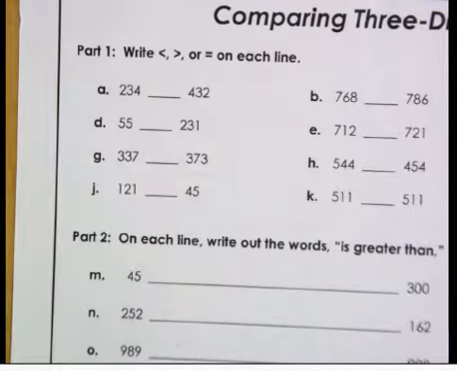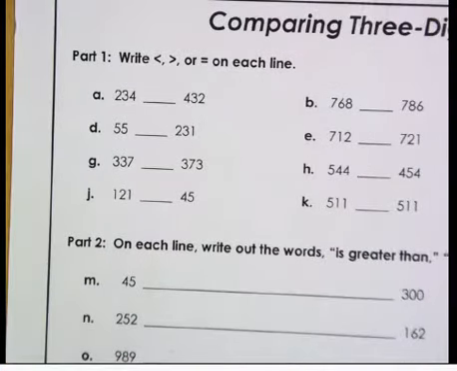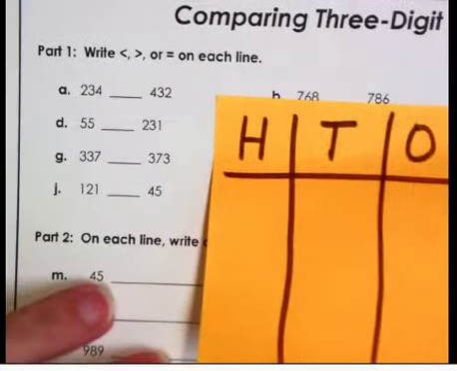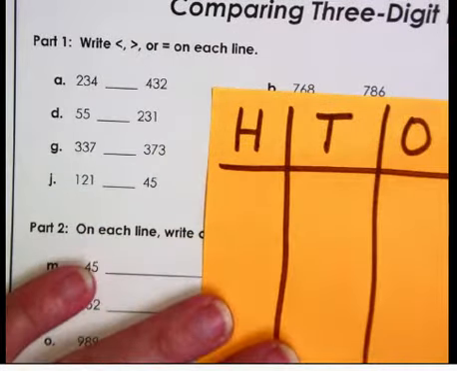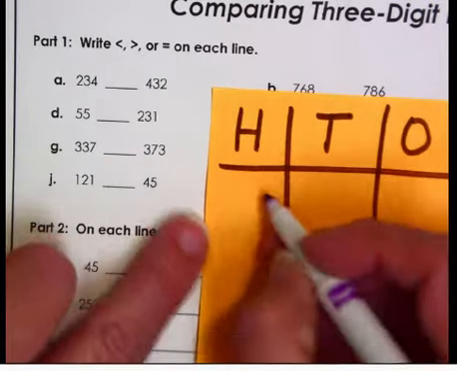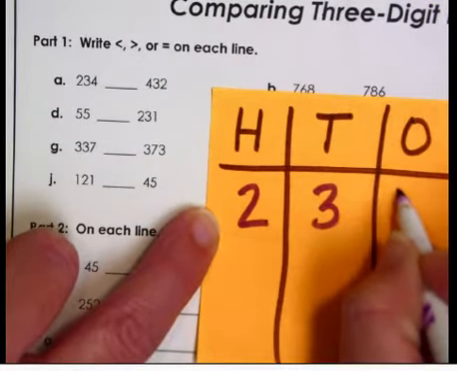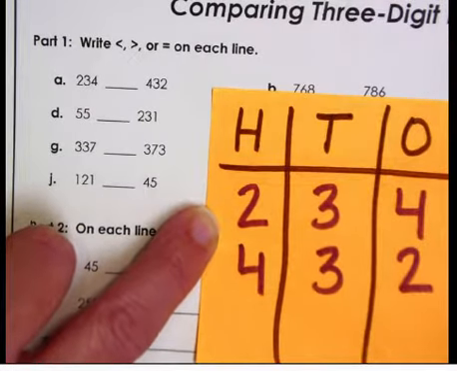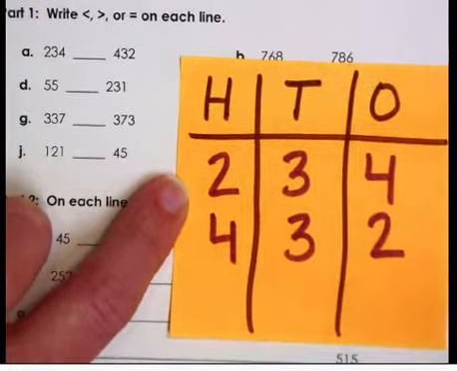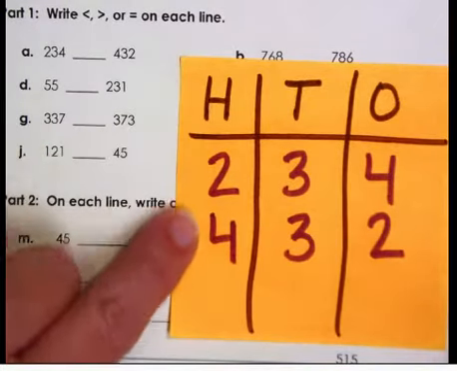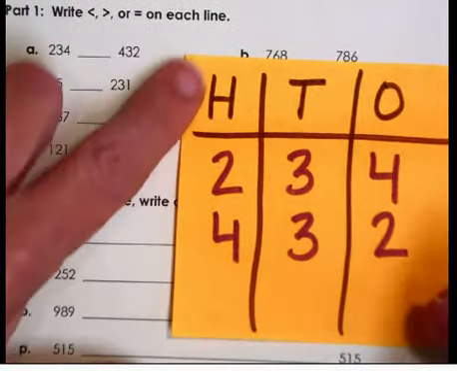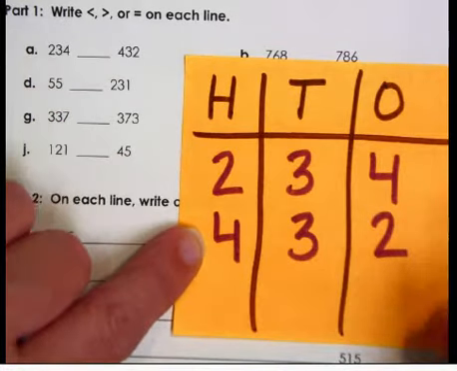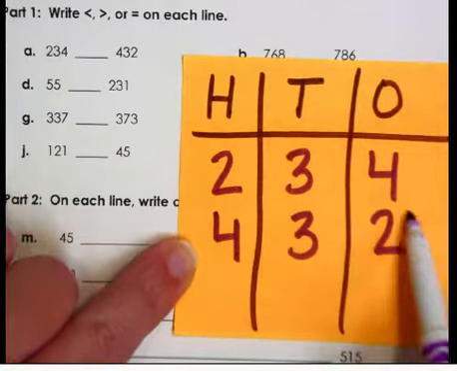234 plus 432. So I'll use the HTO chart. And you can use a scratch sheet of paper and use these to help you. So 234, 432. Okay, so we're going to compare the largest digit that we have in this number, the largest place, which is the hundreds place. So we're comparing the 2 and a 4. Which one's bigger? There we go.